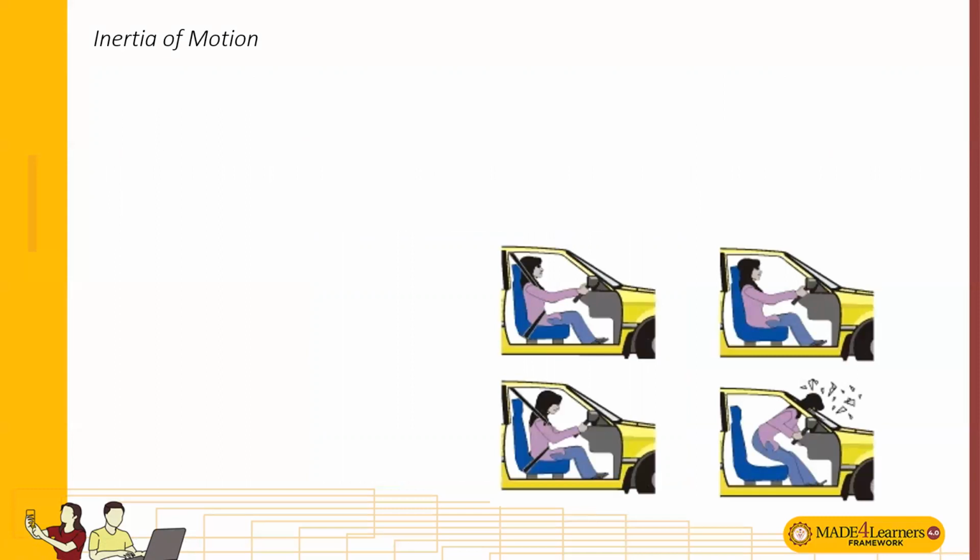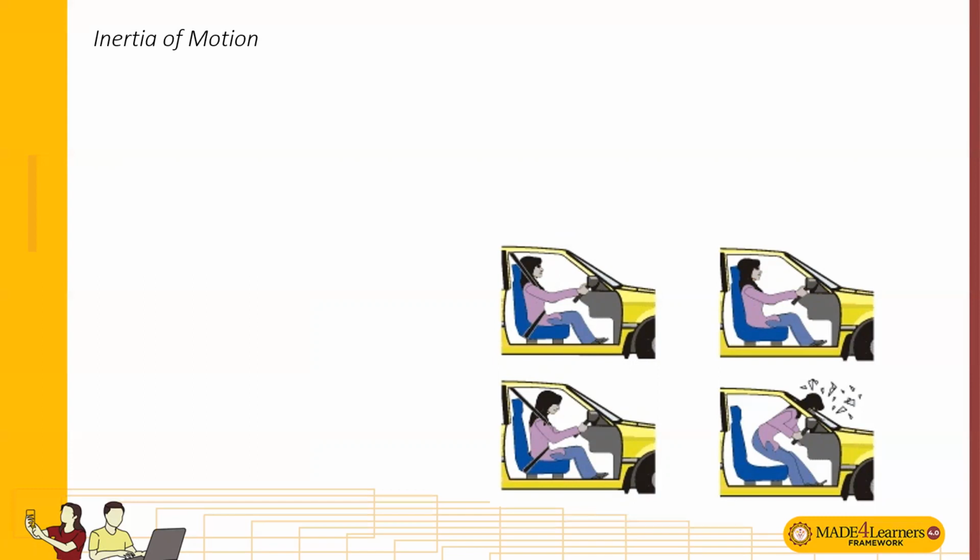For example, if you're riding a car and you suddenly stop, and you're not wearing a seat belt, the tendency is that you will keep moving forward even if the car has already stopped, because that is your initial state. You are moving forward, but then the car suddenly stops, so you continue to move forward for maybe a split second or milliseconds.